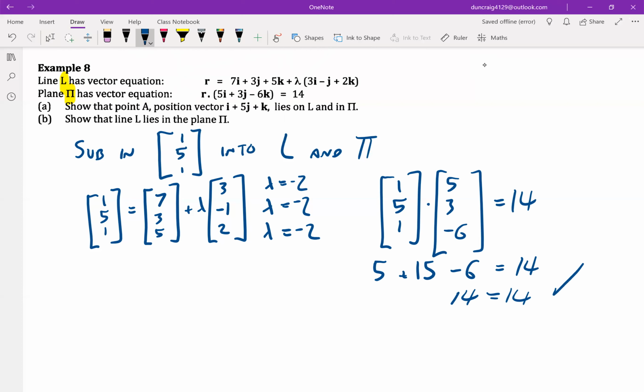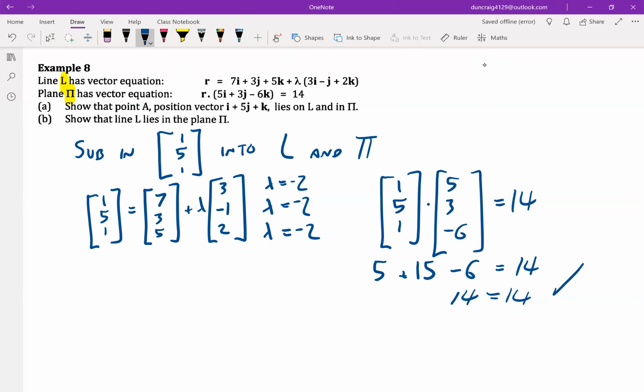Now, show that the line lies on the plane. To prove that a line lies in a plane, we need to show that two points from the line fall on the plane. Here we know point A, when lambda is equal to 2, lies on the plane. So yes, we know that 1, 5, 1 does lie on the plane. We've already shown that. If we show another point from the line lies on the plane, then we'd say that that's true as well.